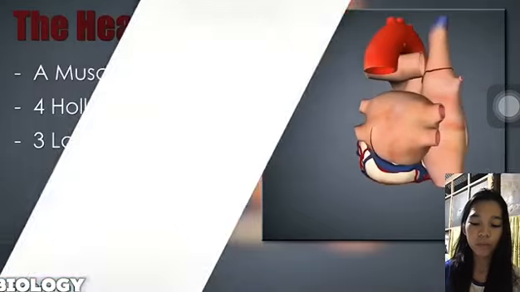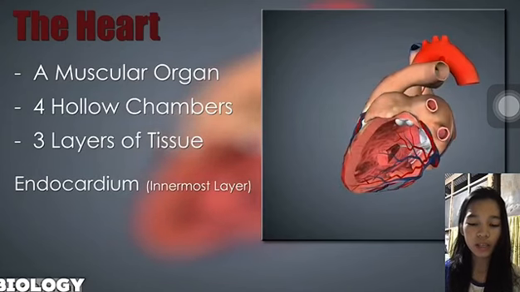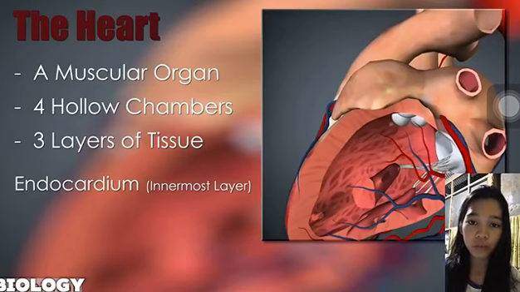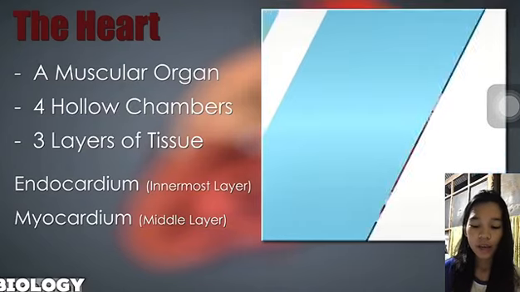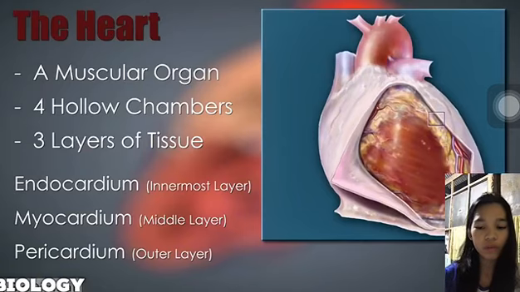The heart is also made up of three layers of tissue. The innermost layer is the endocardium, which is the thin smooth membrane that lines the inside of the chambers of the heart and forms the surface of the valves, of which there are four. Next is the myocardium, which is the middle layer. It's the muscular wall of the heart muscle. And third, the pericardium. This is the double-layered fibrous sac which covers the heart.